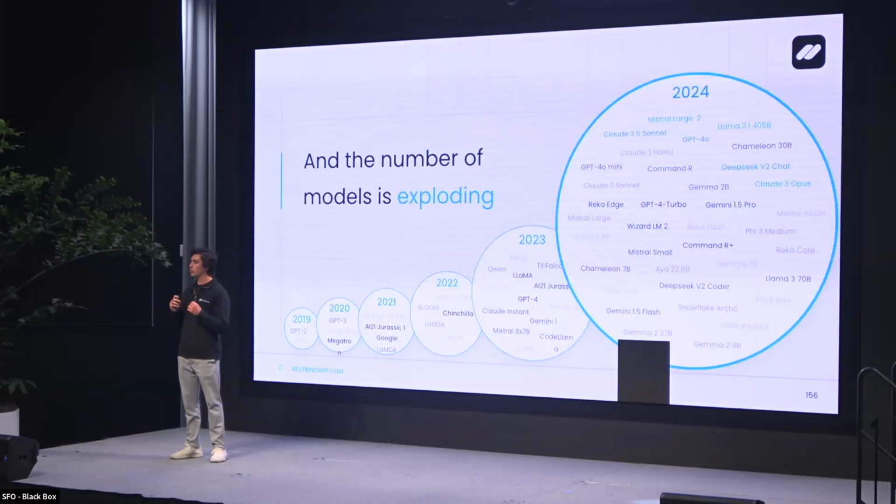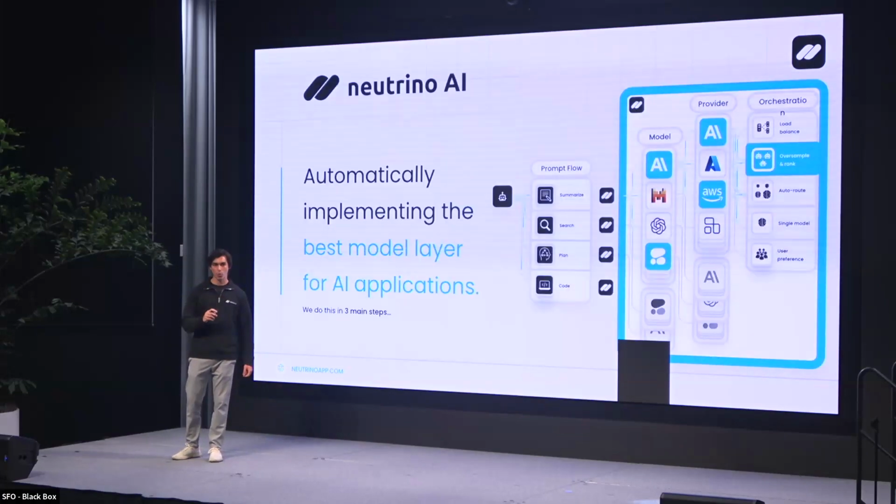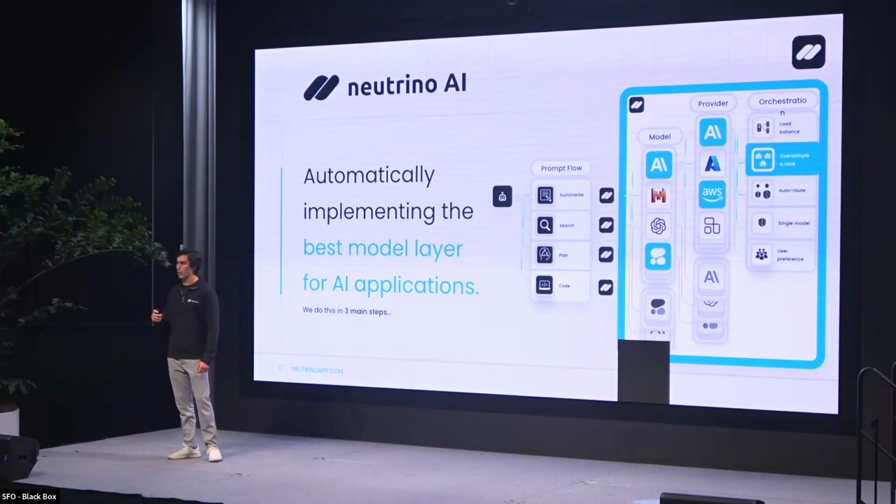And this is only made more difficult with the fact that the number of models is exploding. An abstraction over the model layer is inevitable. And that's exactly what we're building at Neutrino. We're letting developers automatically implement the best model layer for their AI applications. And we're doing so in 3 main steps.